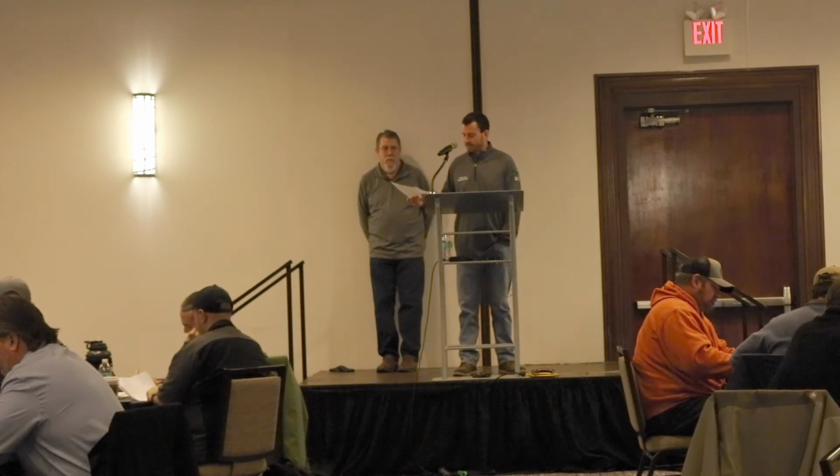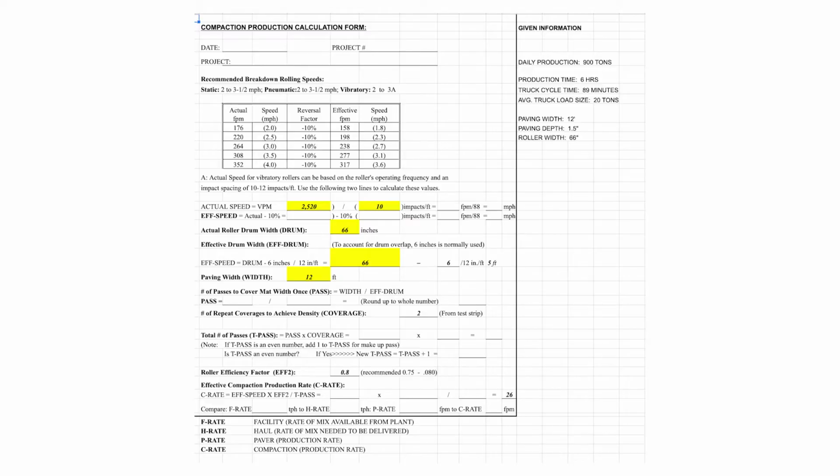The final one we'll look at is your compaction production calculation form. And that will tell us number of roller passes, number of rollers, and the roller speed. So if you want to go ahead and work through that, we'll give you about 5 minutes. All right, we'll keep moving on here.